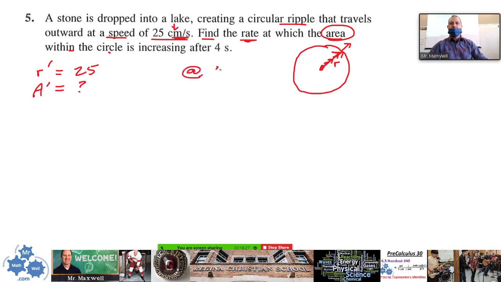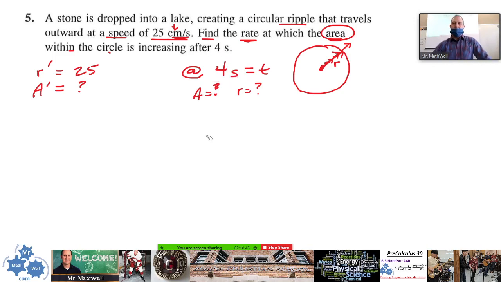So at 4 seconds. Now what is that? 4 seconds is time. Is that going to give us an A, an r, or something else? What is 4 seconds going to do for us? We'll come back to that.